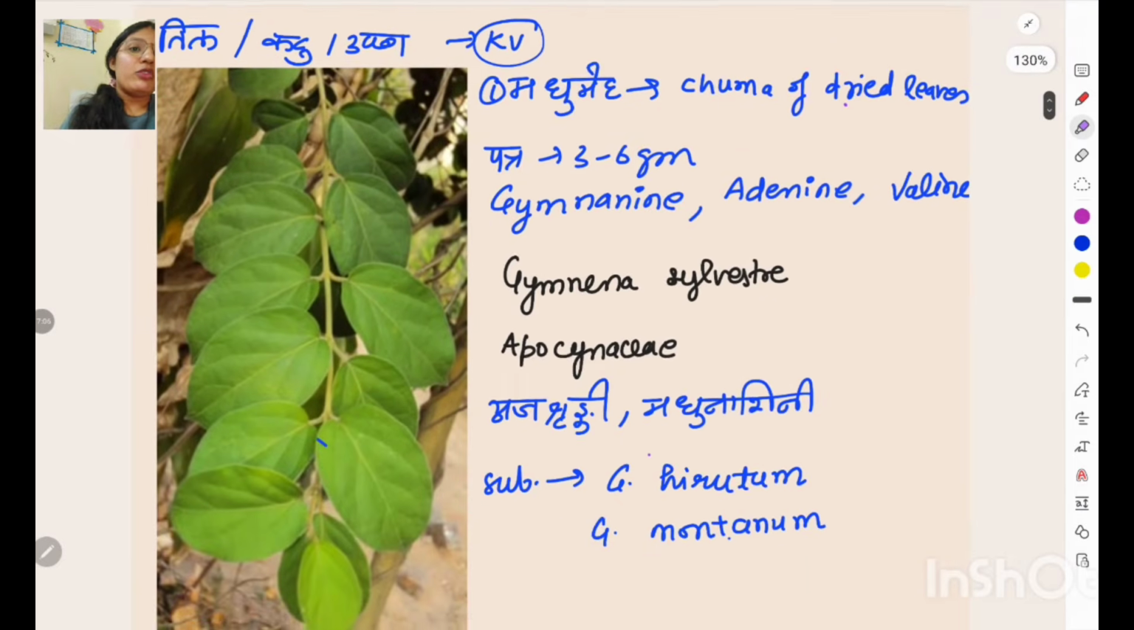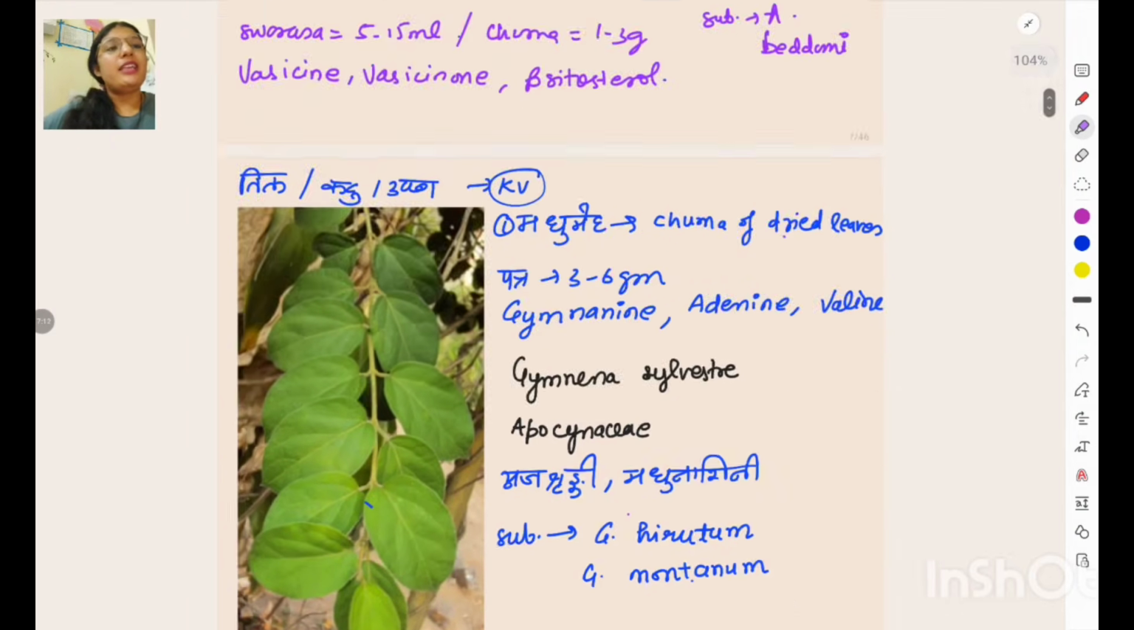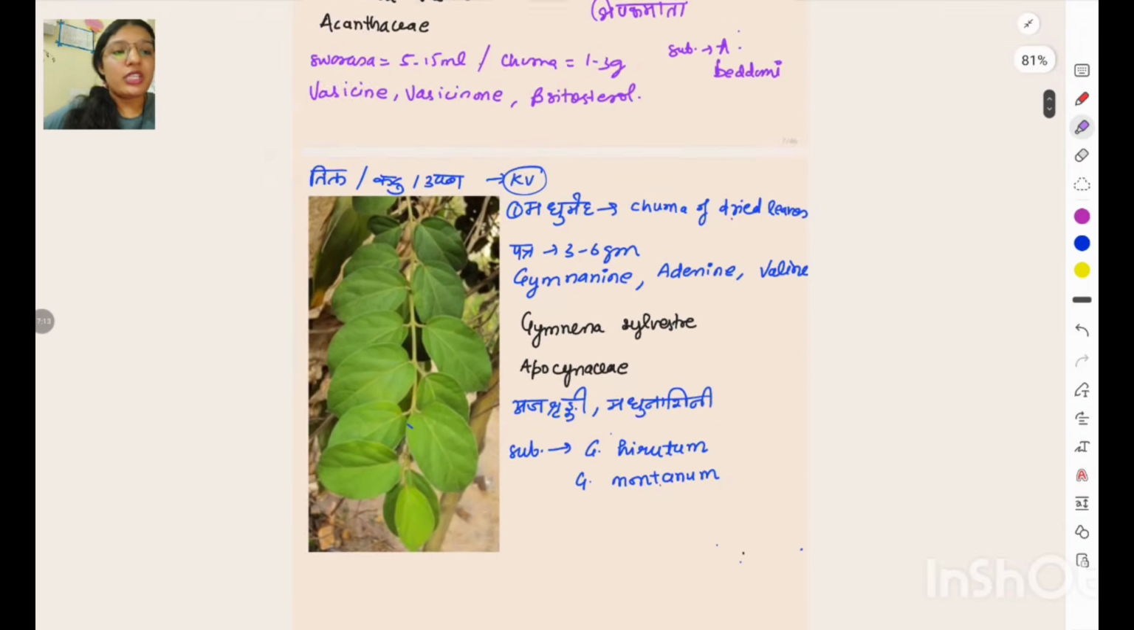Third specimen for leaves is this Meshashringi, Gymnema sylvestre. If it is not available in your area, then out of these two will be coming for the leaf portion.